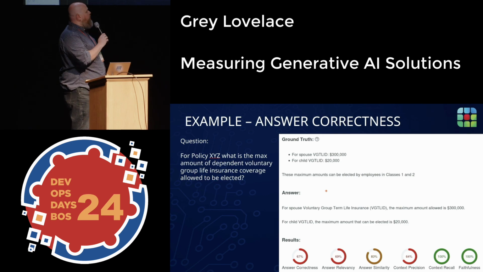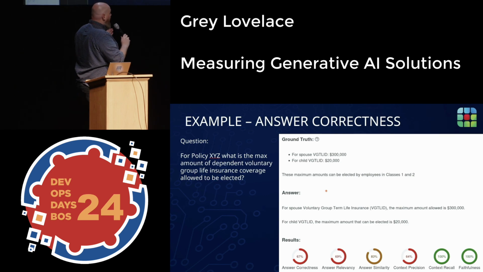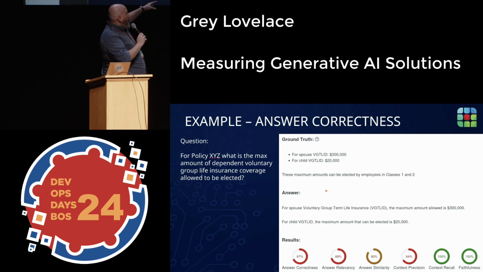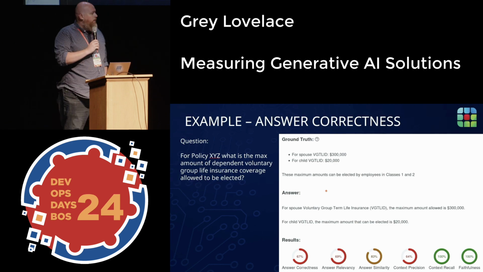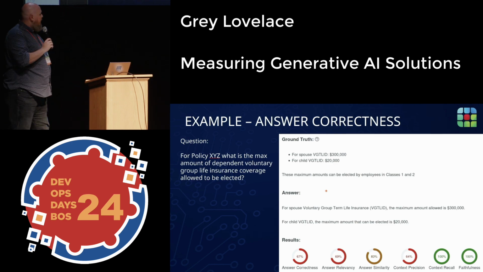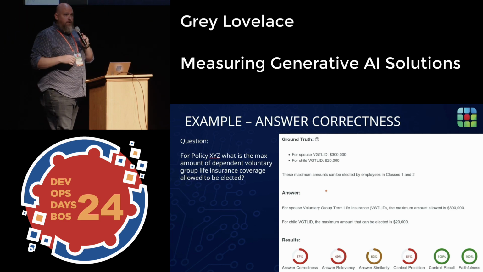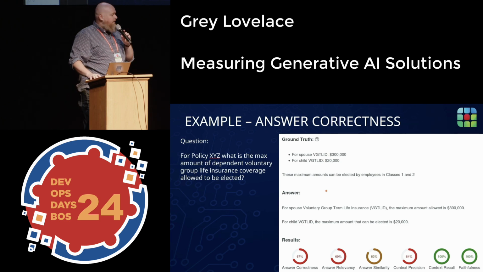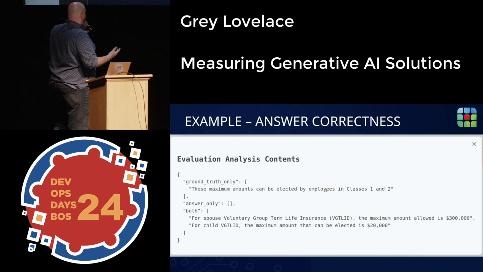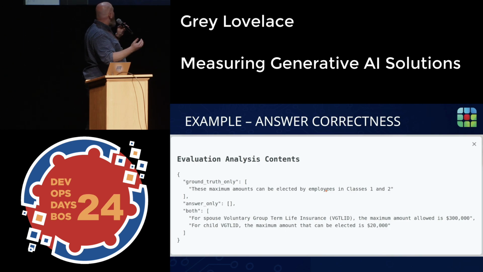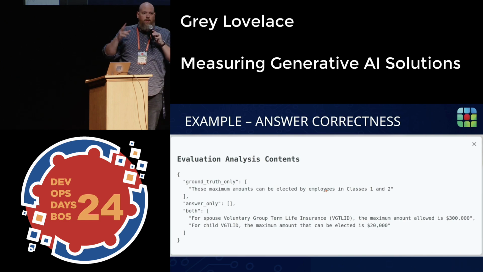So you can see that our solution in this case generated an answer that gave us the information about the spouse amount, gave us the information about the child amount, but do you see what's missing? The class, the employee class. And if you look down in the bottom left there, you see an answer correctness of 67%. If I go look at that and I see exactly how the LLM judge broke that apart based on those number of statements, you can see that it agrees with what we just said. So our ground truth says that this can only be done by employees in classes 1 and 2, but both of them say the other 2 statements.